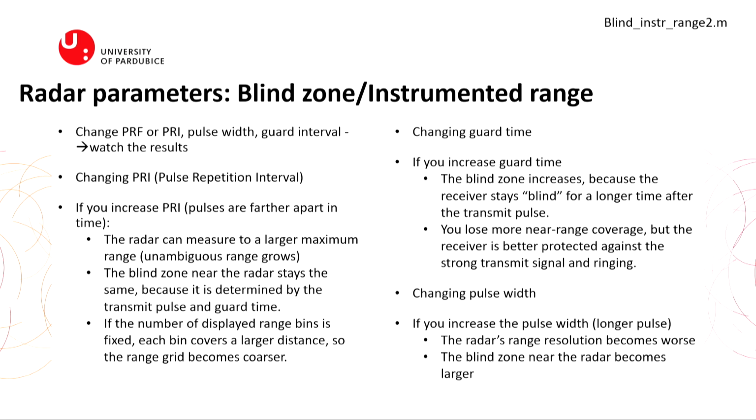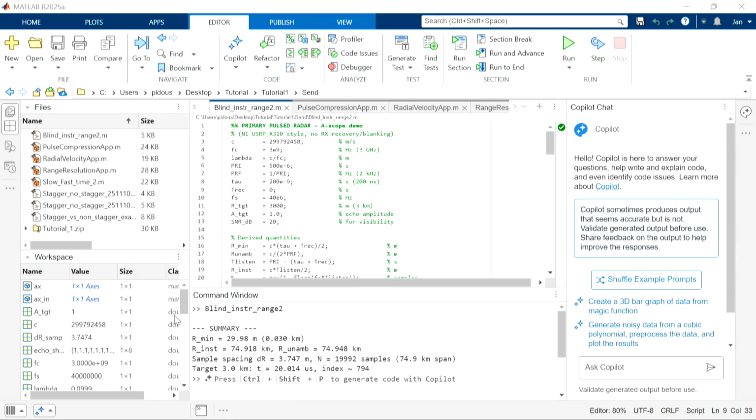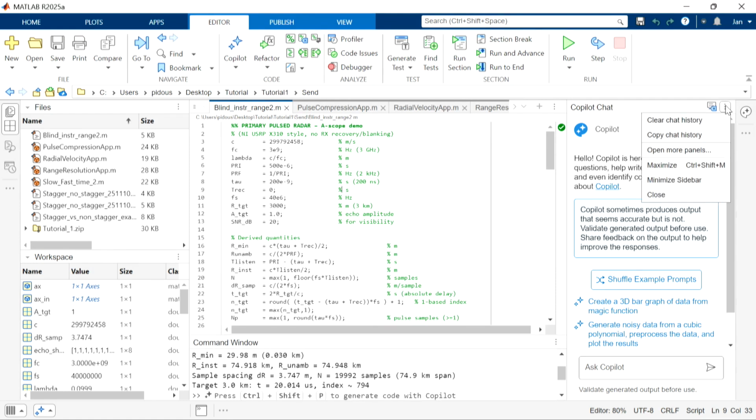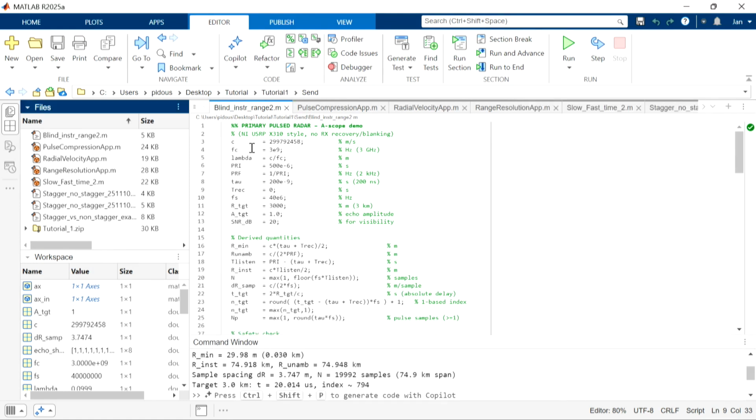I will show you, of course. Change PRF, change PRI, change pulse width, guard interval, and watch the result. It is best to do so. Of course, I will show you some settings, but it will be nice if you can play on your own. So I will switch. Okay, my eyes are not so good, so I will close this.